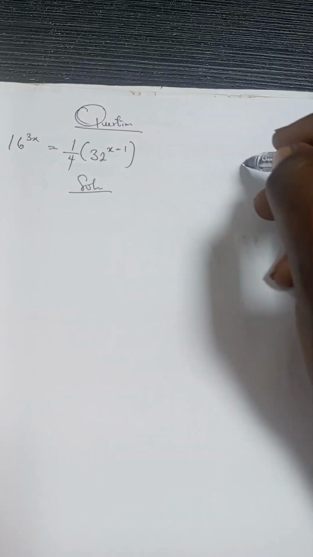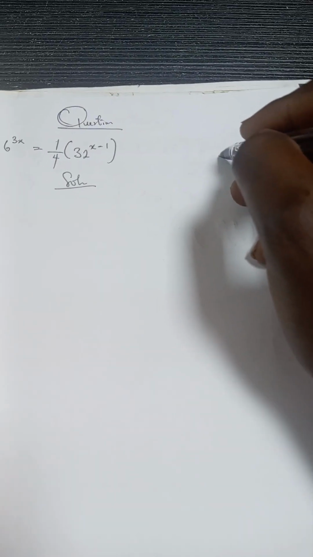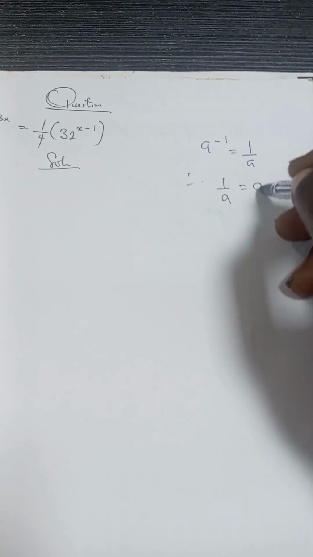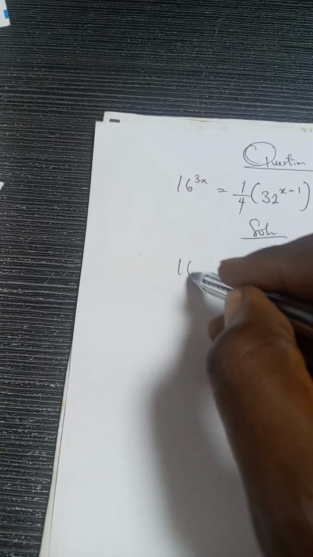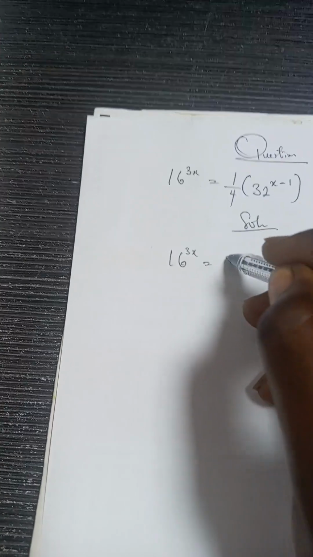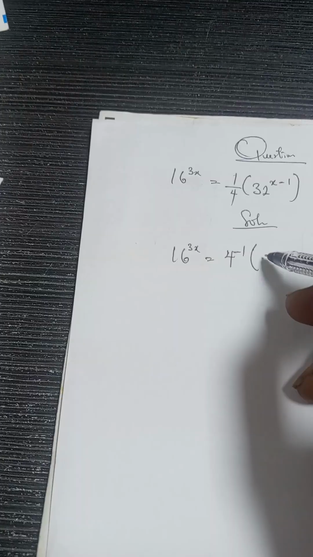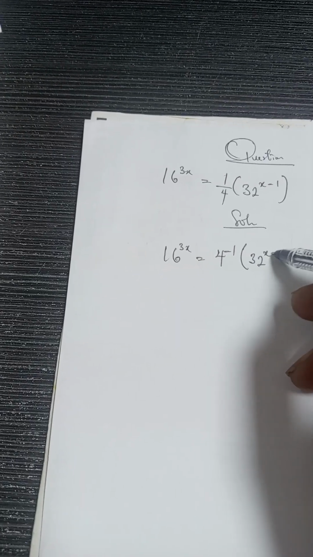Now, remembering some of the rules of indices, it says what? A raised power minus 1 equals 1 over a. So I can also say 1 over a is equal to a raised power minus 1. Vice versa. This is a part of the rule. Now, applying this rule to the fraction here, we have 16 raised power 3x equals 4 raised power minus 1, the fraction, into bracket 32 raised power x minus 1.